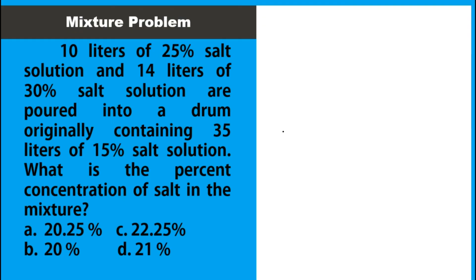10 liters of 25% salt solution and 14 liters of 30% salt solution are poured into a drum originally containing 35 liters of 15% salt solution. What is the percent concentration of salt in the mixture? Let X be the percent concentration in the mixture.